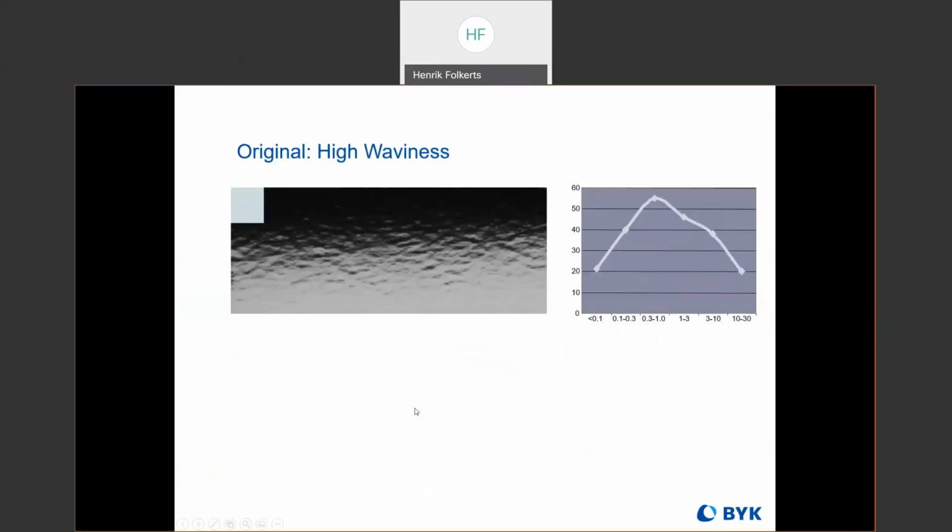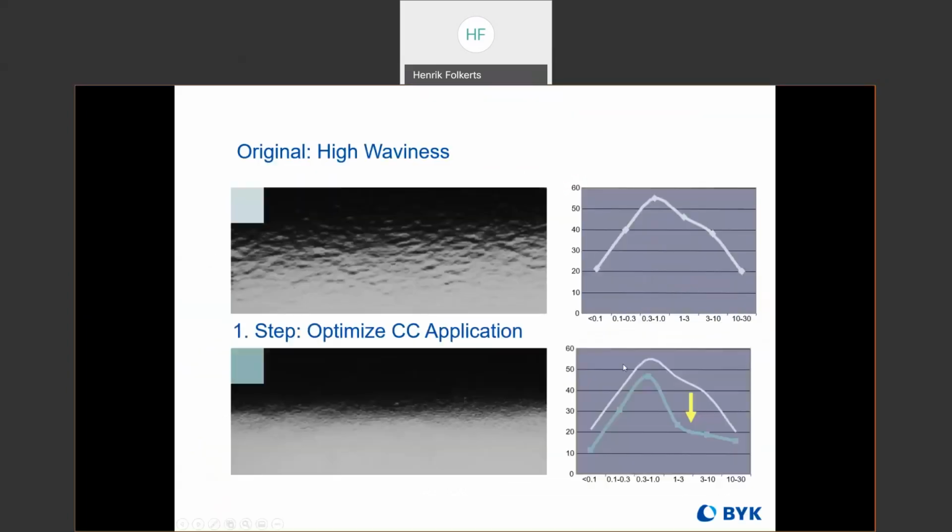Okay. So increase the clear coat film build, and that can decrease the amount of long wave in the surface.